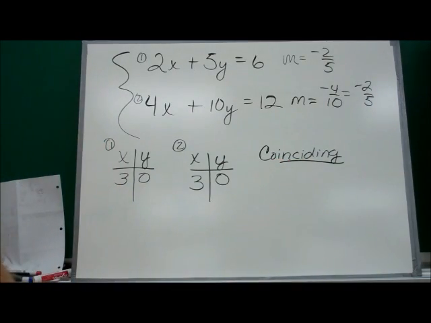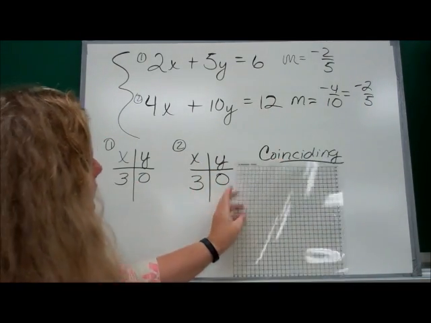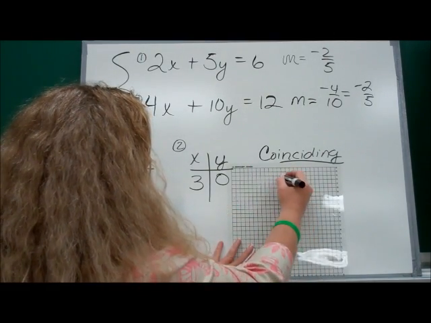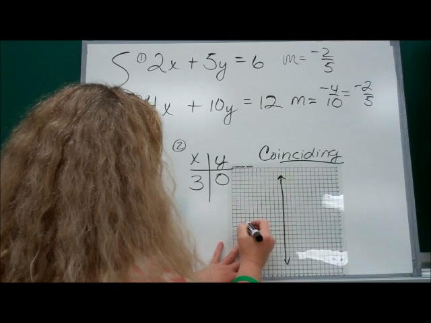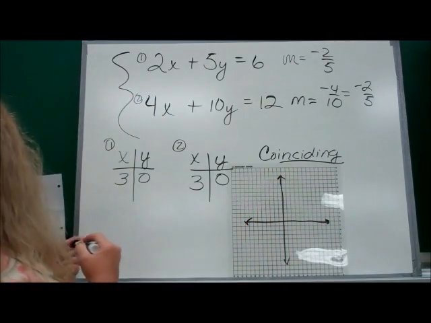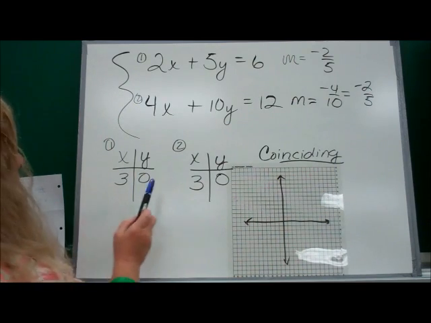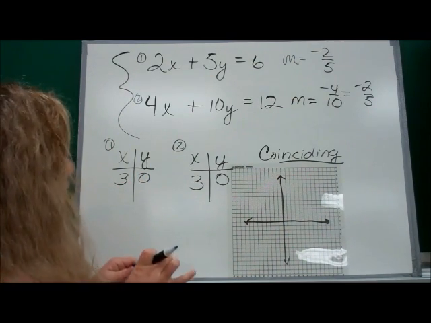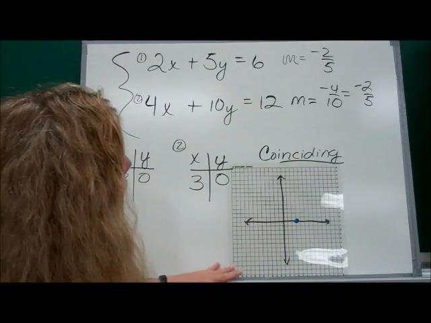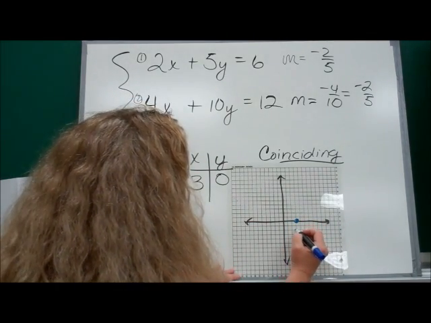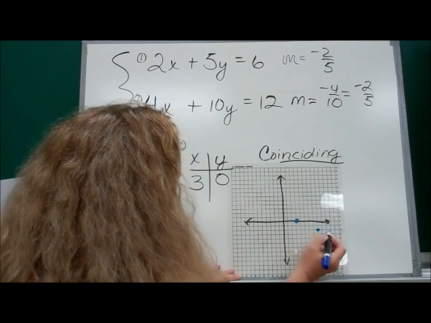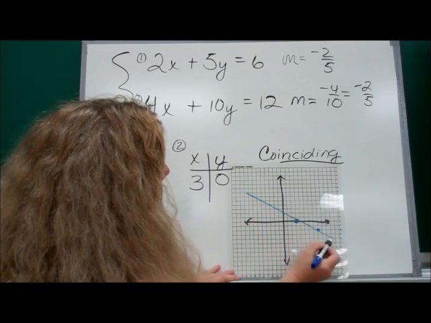And if we are to graph them, you don't have to graph 2 lines because it's just going to be 1 line. Coinciding lines are actually just 1 line. Okay, so you plot the point we've got, 3, 0. There it is. And use your slope, negative 2 over 5. Go down 2 over 5. Okay, and then you can draw your line.